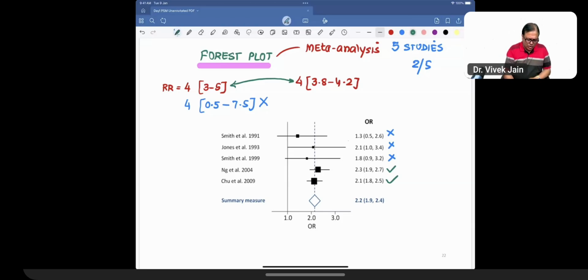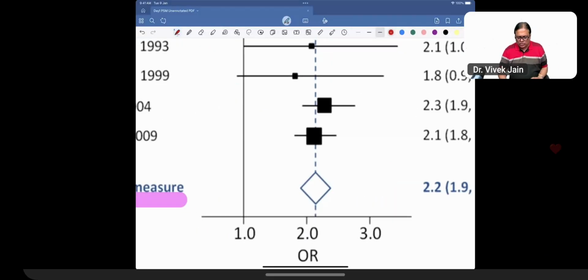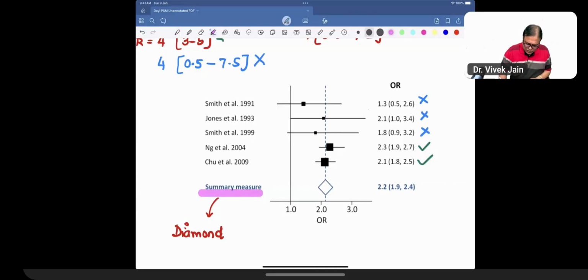Okay. And how do you summarize the results of all these studies into a single result? What is the summary measure known as, anyone? Diamond, right? So diamond, you try to synthesize and suppose it gives you value 2.2. So what is your interpretation of 2.2? Overall odds ratio of this meta-analysis is 2.2. 2.2 means association is present.